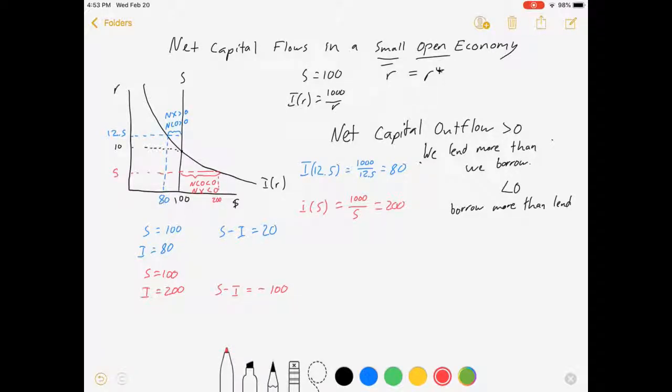I don't really think there's much else to say about this. I just wanted to give you some mechanics in the model to see how it might work.